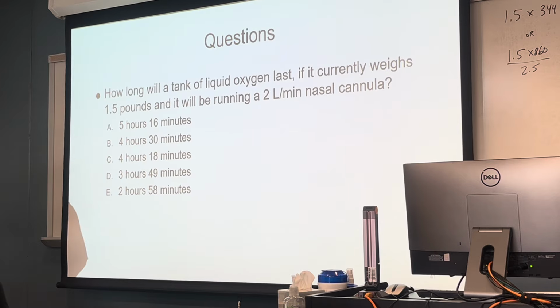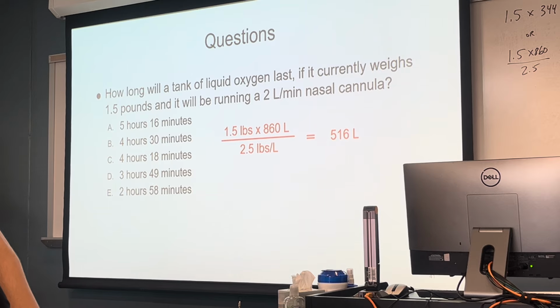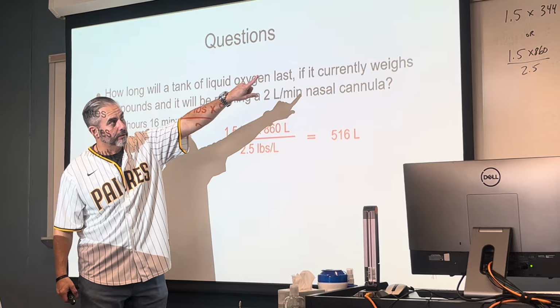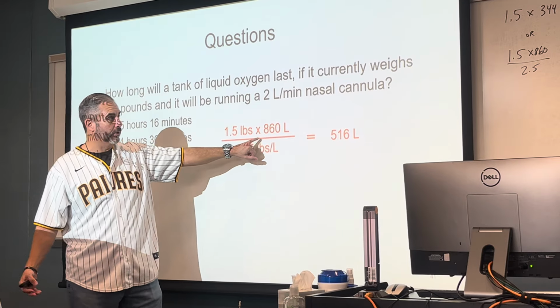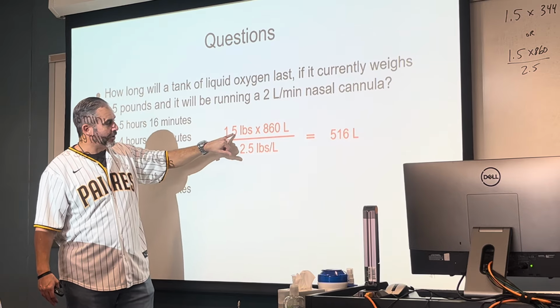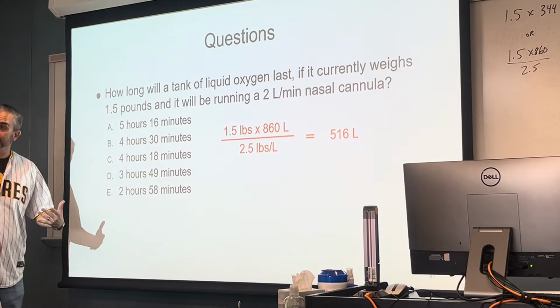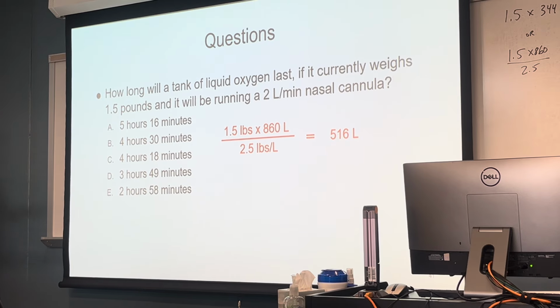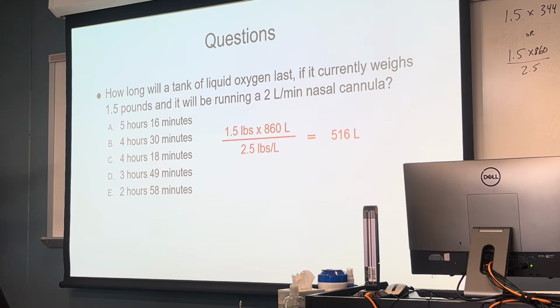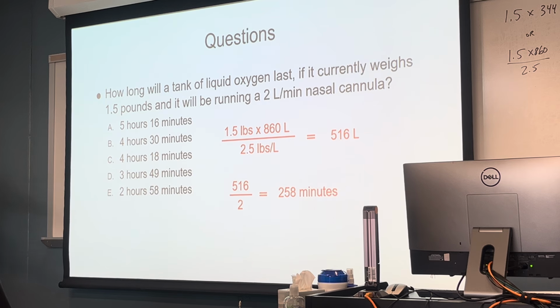Come up with something, whether it's right or wrong, come up with something. Alright, so our answer here, whether I take 1.5 times 344, should be 516, or whether I do the long version, 1.5 times 860 divided by 2.5, still 516. That means there's 516 liters of gaseous oxygen in that tank. What do I then do with that 516 number? Divided by 2. So divided by 2, answer should equal 258 minutes.